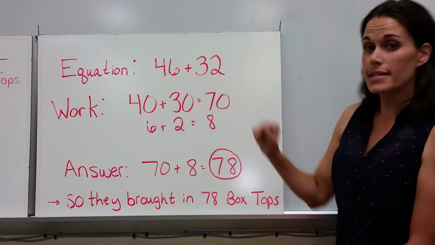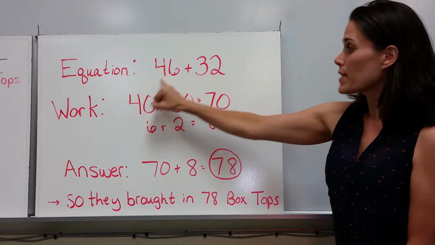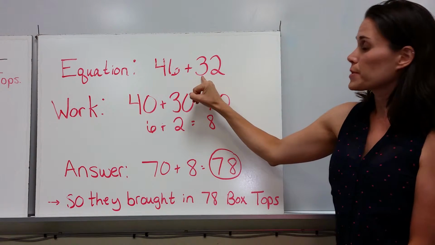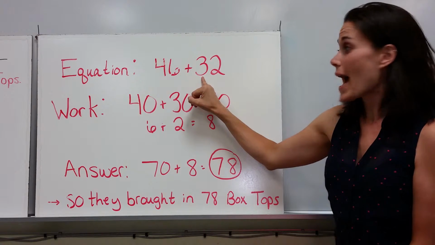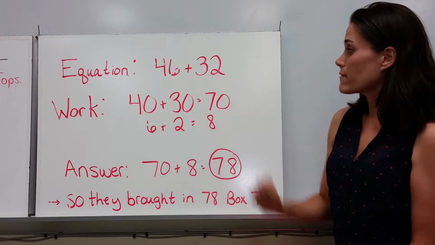First, we're going to take the tens from each number. Since there are 4 tens in 46, the value of that is 40. And there are 3 tens in 32, the value of that is 30. When we add our tens together, 40 plus 30 is 70.